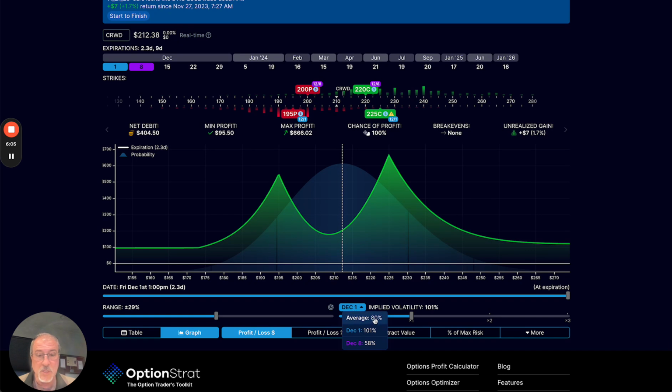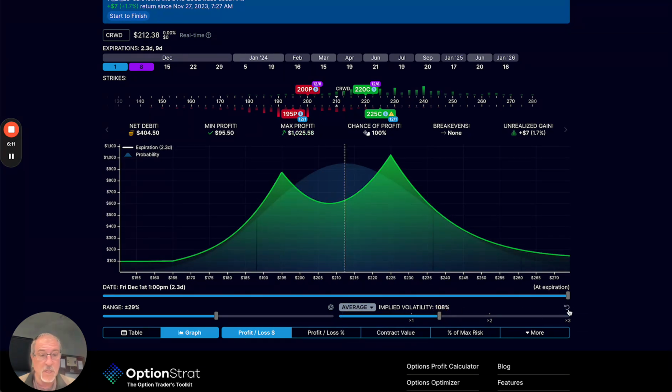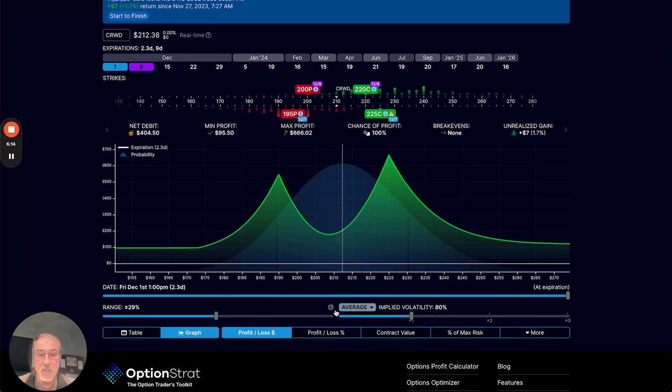So with that, I'm going to center this back up. We're averaging these back out. We're going to come in here and basically just go with the volatility that it has in this trade right now. And again, we're a few minutes before the open. I'll be back in just a few minutes. We'll see how this changes at the open.